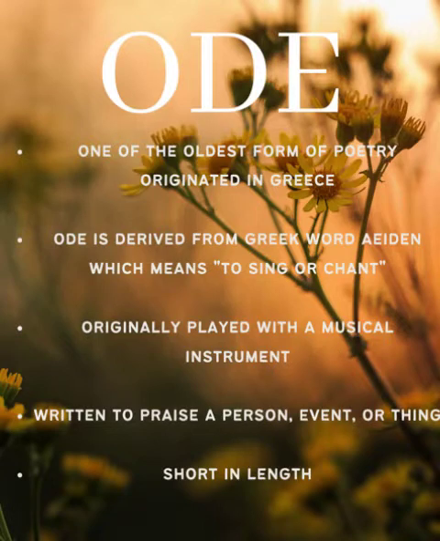The next style is ode. It's one of the oldest forms of poetry, originated in Greece. Ode is derived from the Greek word eidon, which means to sing or chant. It was originally played with a musical instrument. It is written to praise a person, event, or thing, and it typically is short in length.